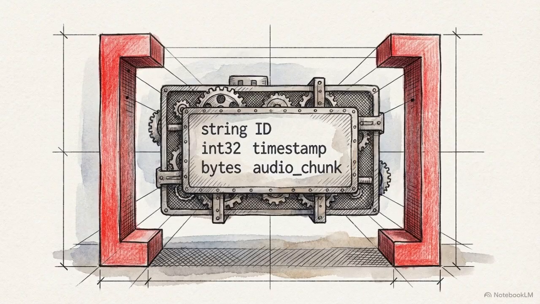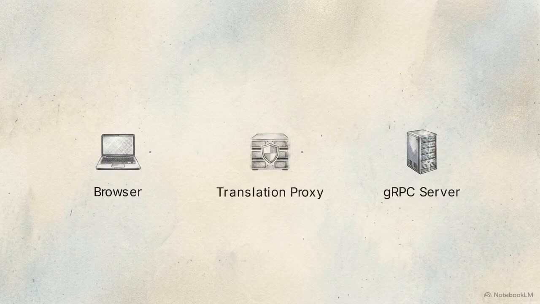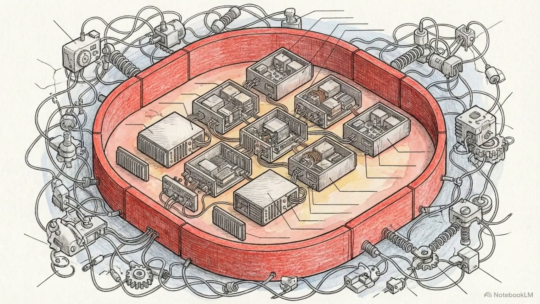The cost is that you must define strict, inflexible data schemas ahead of time. Web browsers cannot natively speak gRPC. If you try to use it on the front end, you have to add translation proxies to make it work. Keep gRPC behind the firewall. It exists strictly to connect internal microservices, where you have complete control over both endpoints.